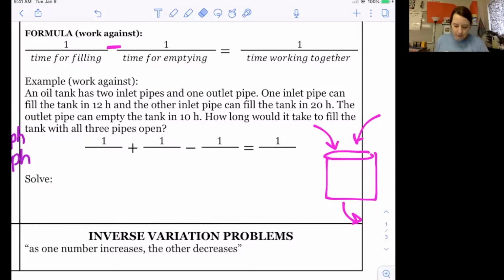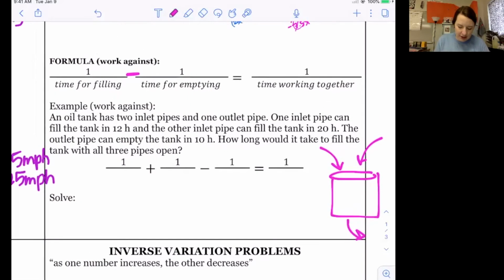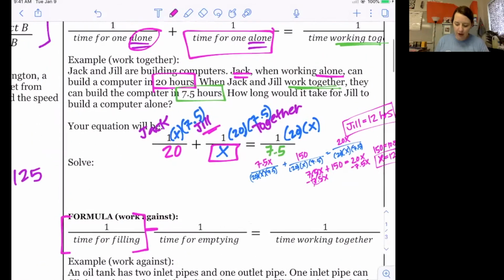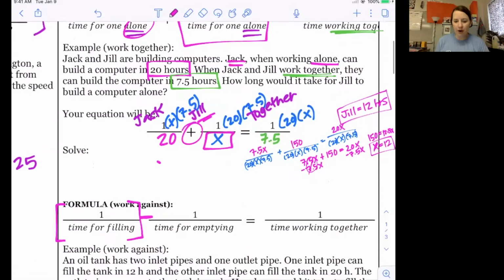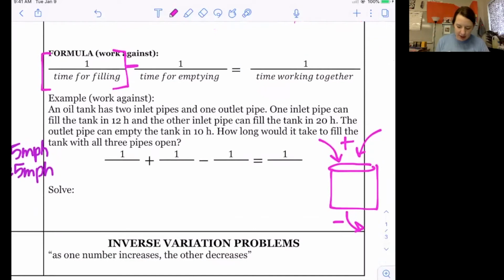So you can see up here in our first equation, we want the time for filling first, which two pipes are working together to fill it up. So we're going to use addition with those two. And then we're going to subtract this pipe at the bottom, because if we're working together, we add. If we're working against, we subtract. So right here is going to be the time for filling.